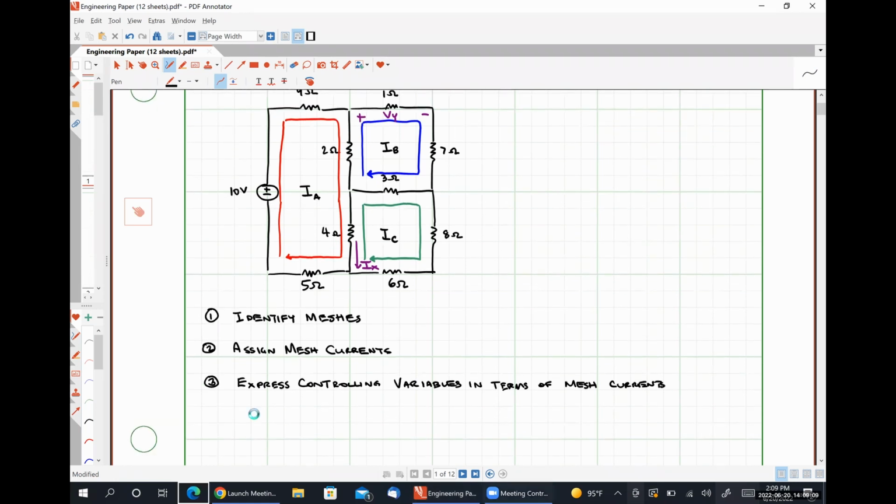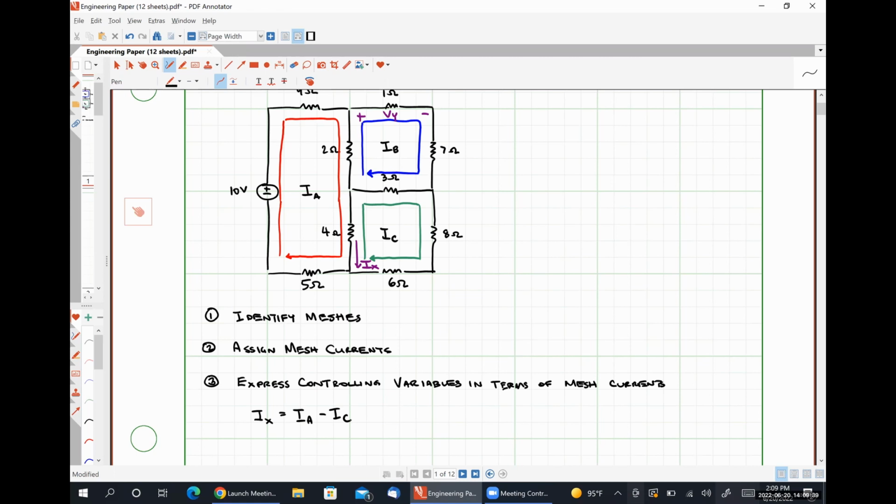So we would have IX is equal to IA. And as we follow our green mesh current IC around its clockwise path, when it flows through the 4 ohm resistor, it's flowing in the opposite direction of IX. So it's going to get a minus sign. So we put minus IC here. And that's how we would define a current in terms of our mesh currents.